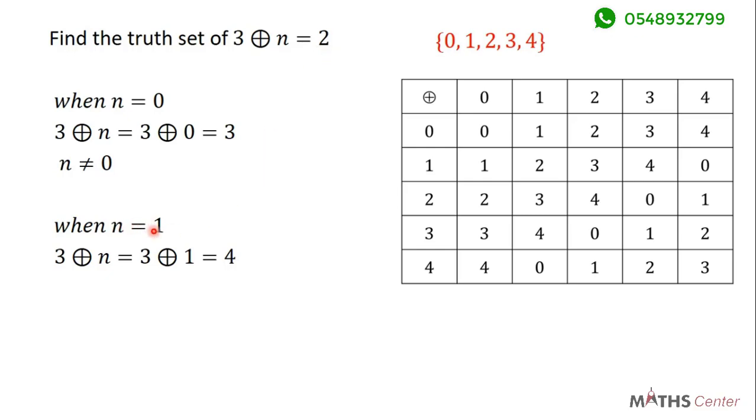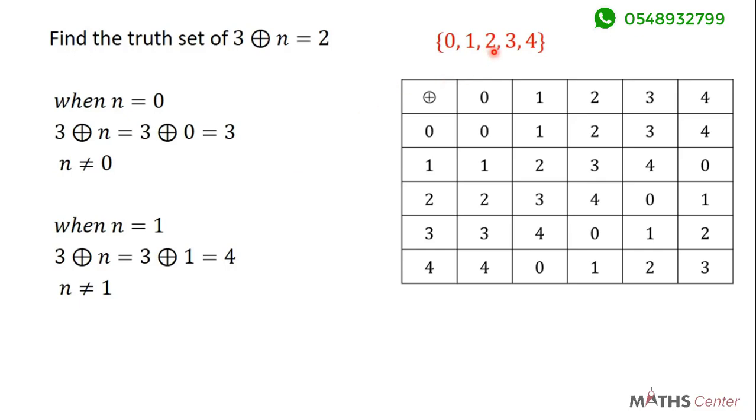But when n is equal to 1, 3 plus 1 will give us 4. That means that n is not 1, because if n is 1, 3 plus 1 should give us 2. From the table, 3 plus 1 is equal to 4, not 2. So n is not equal to 1.